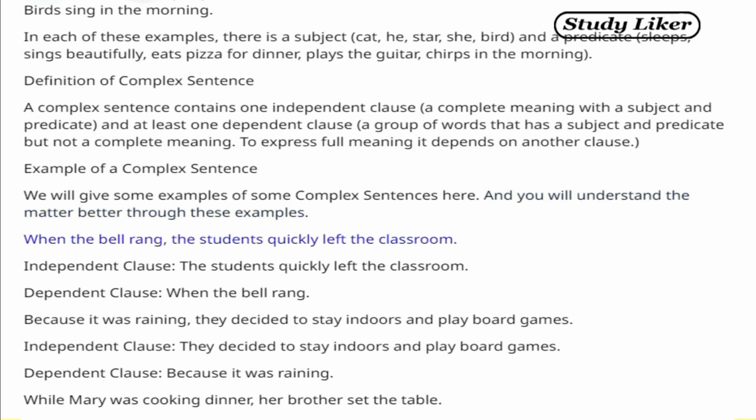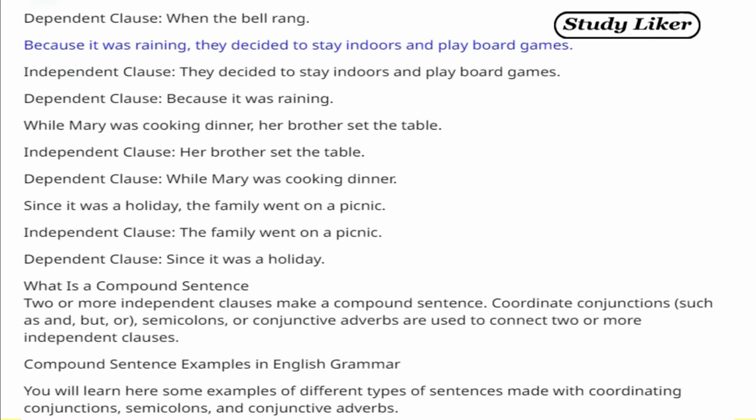When the bell rang, the students quickly left the classroom. Independent clause: the students quickly left the classroom. Dependent clause: when the bell rang. Because it was raining, they decided to stay indoors and play board games. Independent clause: they decided to stay indoors and play board games. Dependent clause: because it was raining.